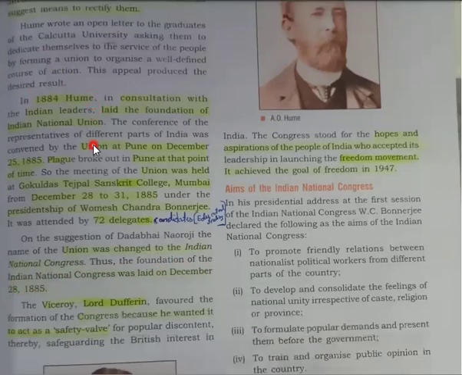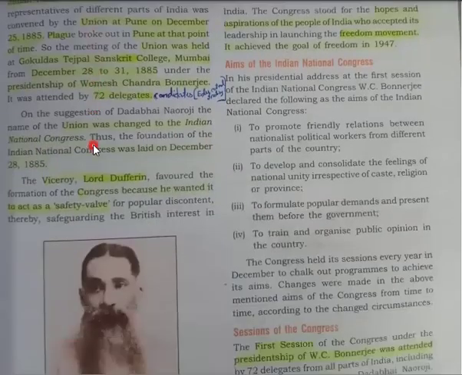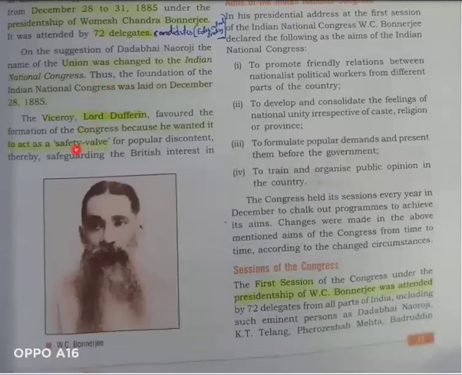Now, the Viceroy, Lord Dufferin, favored the formation of the Congress because he wanted it to act as a safety valve for popular discontent, thereby safeguarding the British interest.